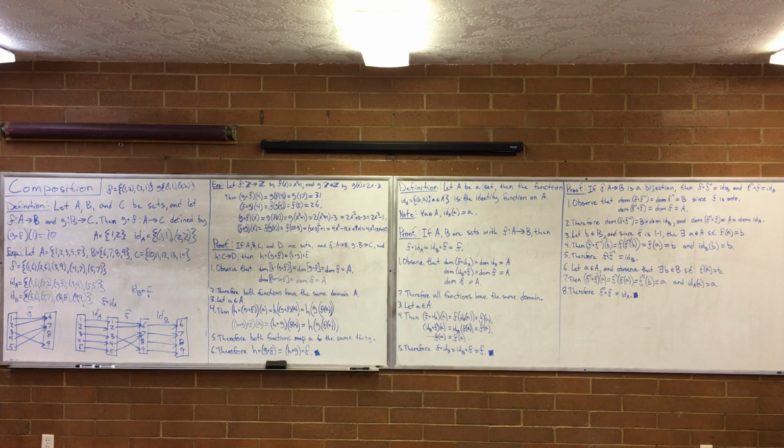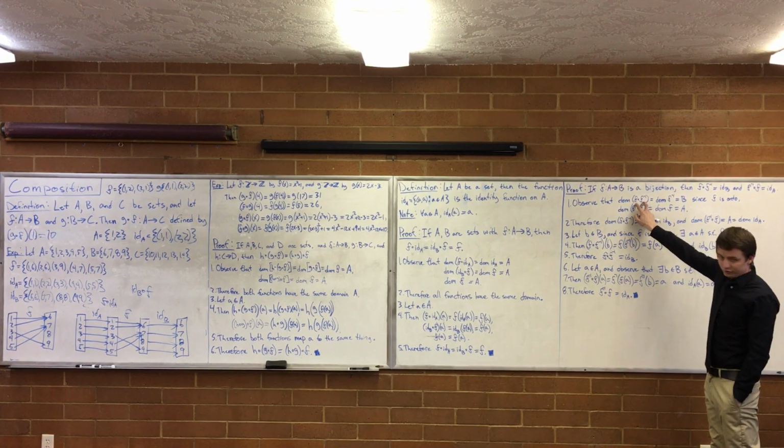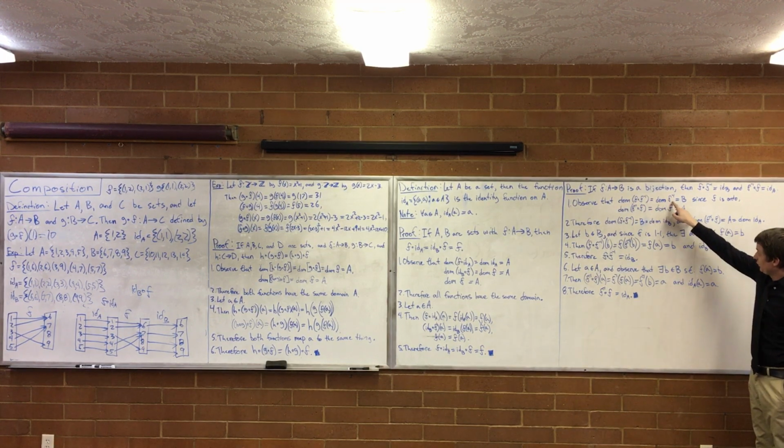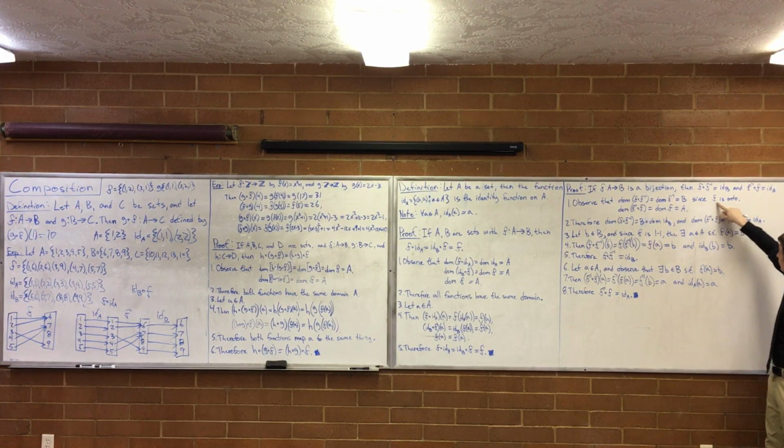Yeah, it should kind of make sense in the sense that what does the inverse do? It undoes whatever the function did. So everything gets mapped back to itself. Okay, so let's start by looking at their domains. So the domain of f composed with f inverse is the domain of the right-hand element. What's the domain of f inverse? B. All of B? Yes, all of B, since f is onto.